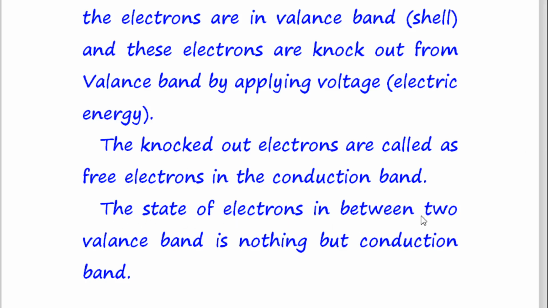The state of electrons in between two valence bands is nothing but the conduction band. So when you knock out the electron from the outermost shell of one atom, before the electron gets occupied in the outermost shell of the neighboring atom, that in-between state of the electron is called the conduction band. And that is what we say the current is flowing, because the electron is a charged particle. When it migrates from one location to another location, it carries charge.